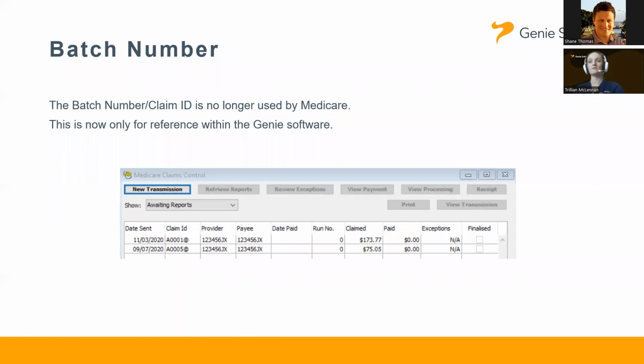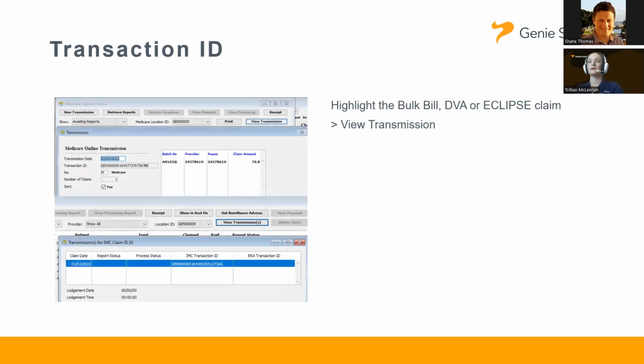In the past, you may have referenced a batch number for claim ID when speaking with Medicare or Genie support. For claims submitted via Medicare Web Services, this is no longer used. All items submitted in a batch will still have this batch number applied to them, but they are for internal account management with Genie only. There's not going to be a record of that number at Medicare's end. Instead, a transaction ID will be assigned to the claim. A successful transmission to Medicare will have a transaction ID. This is the way both Genie and Medicare now identify claims transmitted through web services.